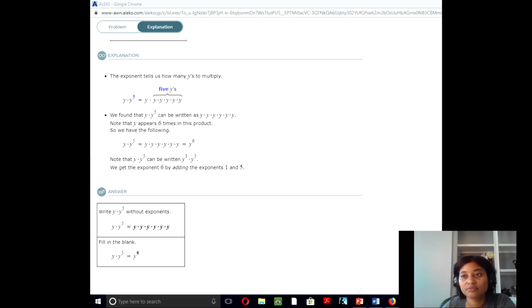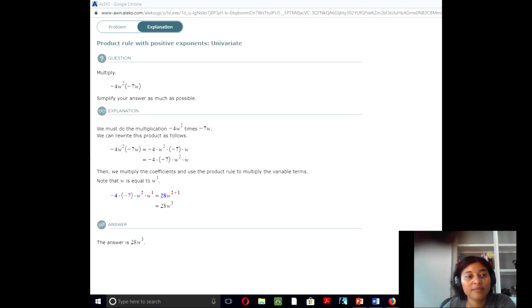Let's move right along. Okay, this problem focuses on the product rule with positive exponents in a univariate type of problem. So here we're going to multiply -4w squared, then in parentheses a -7w. So here we're just going to simply multiply -4 times -7, and you should get a positive 28, because remember, a negative times a negative equals a positive.